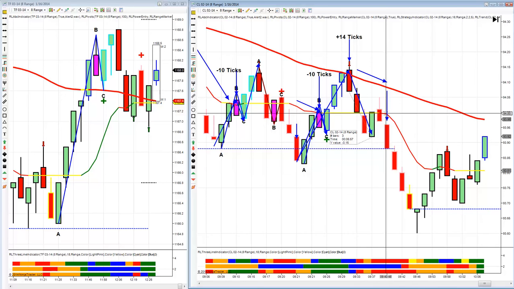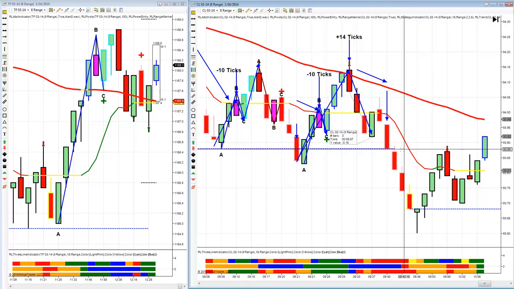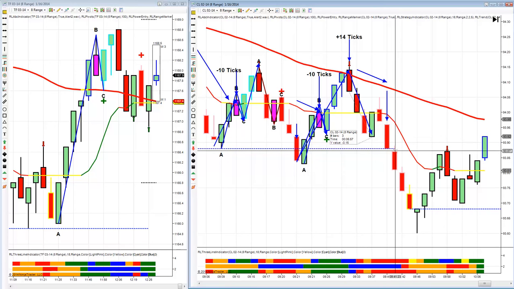Now, we couldn't take this move down, which was a beautiful move, simply because of this pivot. We don't trade into unbroken pivots. And this pivot was not broken by a 2/3 candle body close. So it stopped us from taking a very nice move to the downside. But on balance, not trading into unbroken pivots is a good strategy.